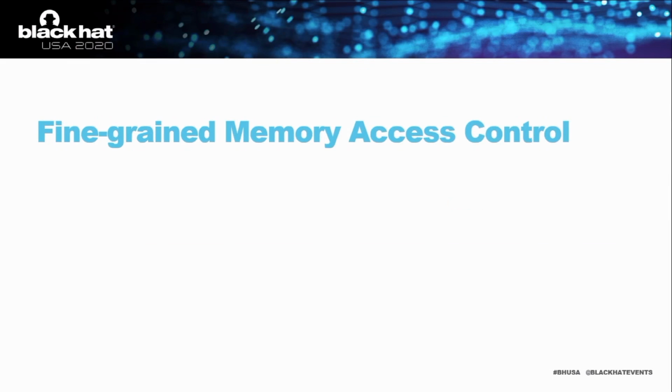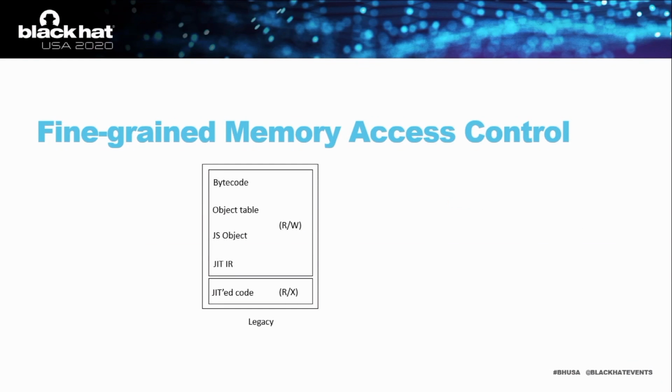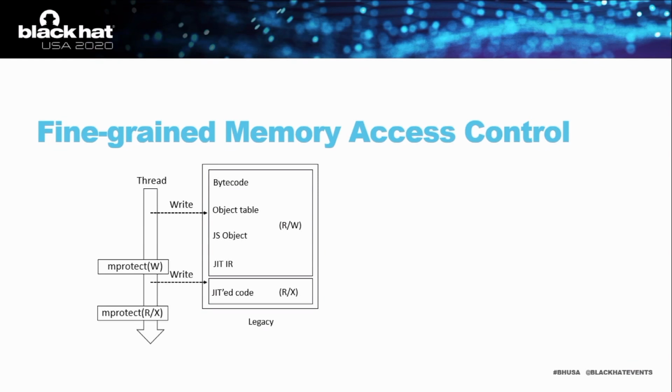We are going to apply those nice properties of MPK to the memory protection policy in the script engines. This is the legacy policy where bytecode object tables, JavaScript objects, and JIT IR are all-time writable, which means they are always open to be corrupted. JIT code is readable and executable, which allows the attacker to learn about ROP gadgets for attacks such as JIT-ROP. JIT code becomes temporarily writable when it is embedded into memory, and like we discussed earlier, an attacker can inject his code by utilizing a race condition.